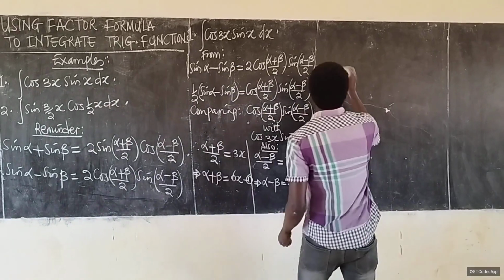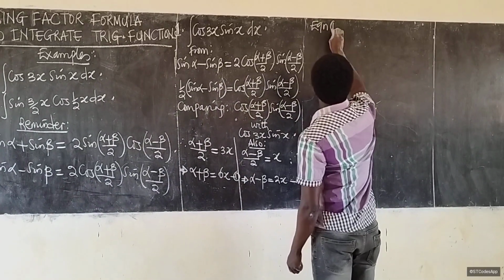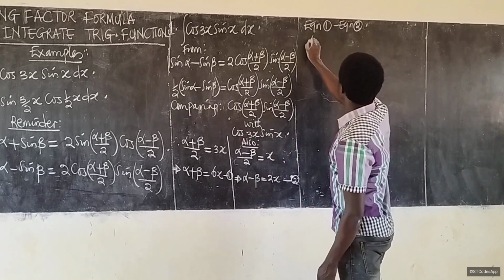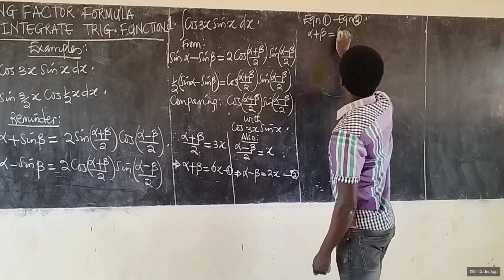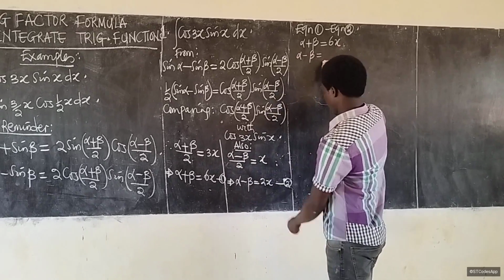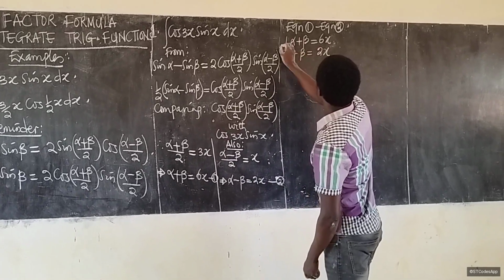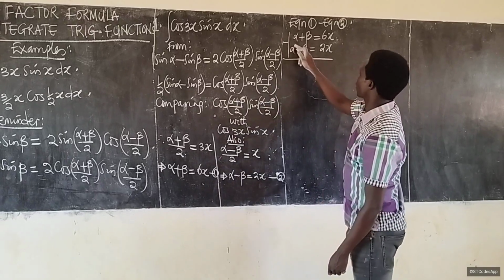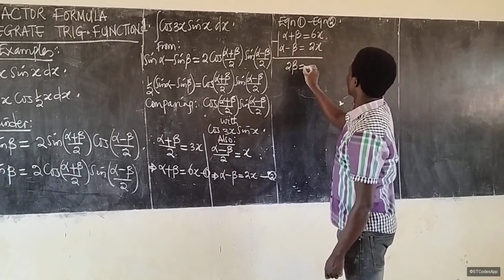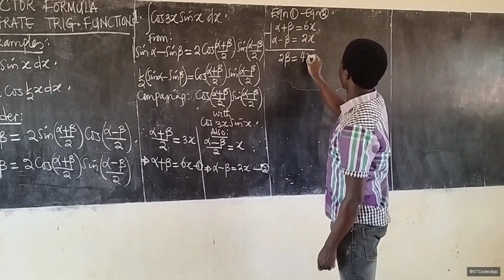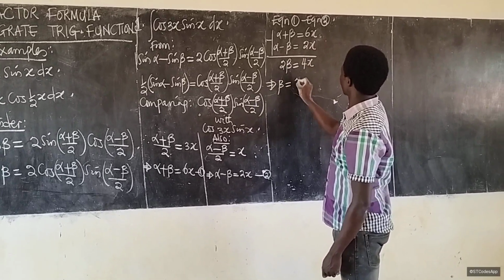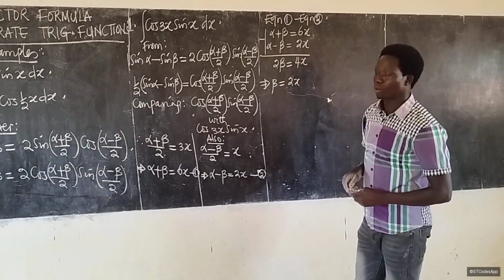So I will have equation 1 minus equation 2. On subtraction, I'll have alpha plus beta equal to 6x, and then alpha minus beta equal to 2x. Alpha minus alpha is 0, beta minus negative beta is 2 beta, and 6x minus 2x is 4x. This implies that my beta becomes 2x on dividing both sides by 2.